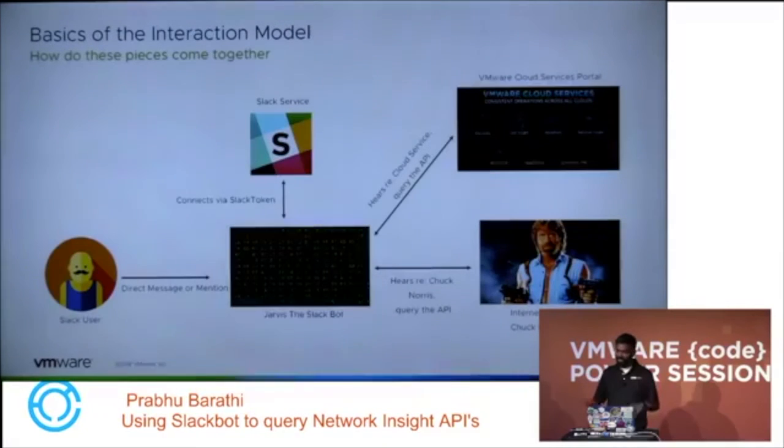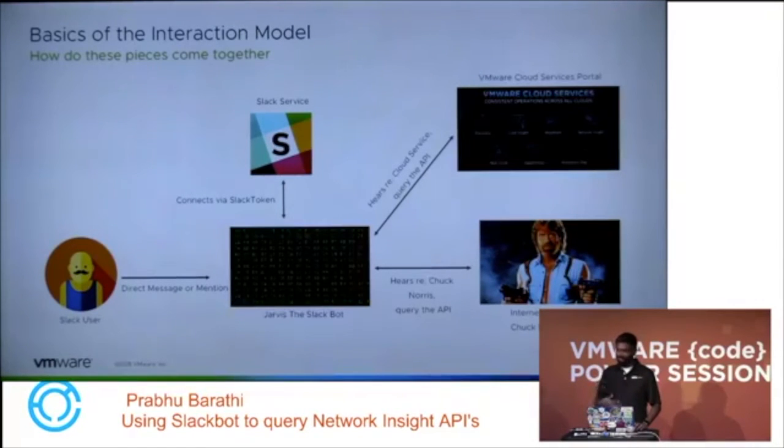So how does this actually interact? How does the interaction model actually look? Basically, the user, in my case me, says something, and if there is a direct mention of Jarvis, or a direct message to Jarvis, he will pick that up. Then based on what he's hearing, there's a function that runs behind it. In our case, whenever he hears Chuck Norris, it will go and query the Chuck Norris database API.